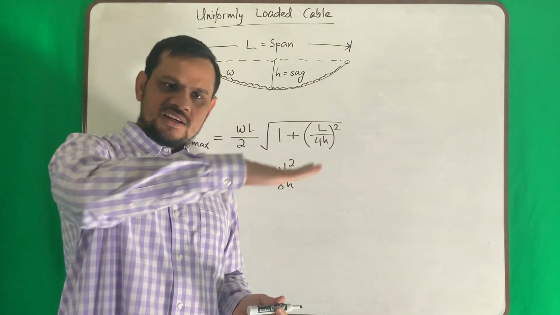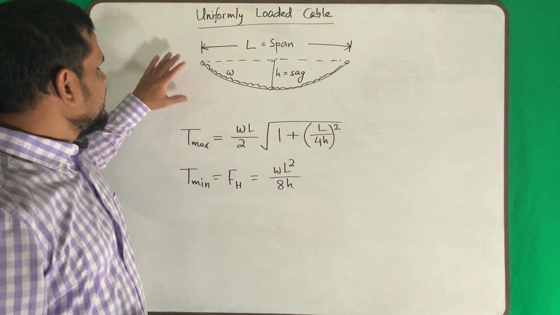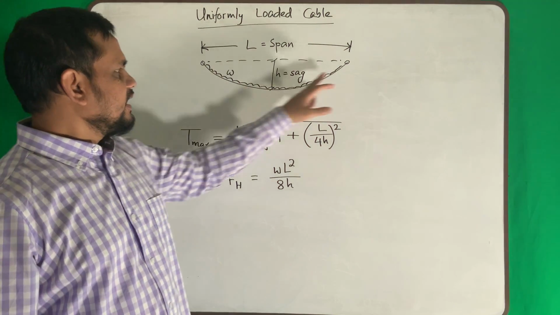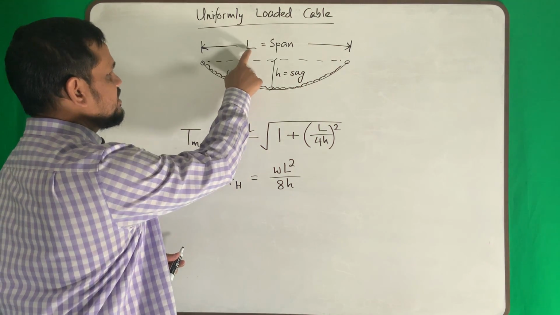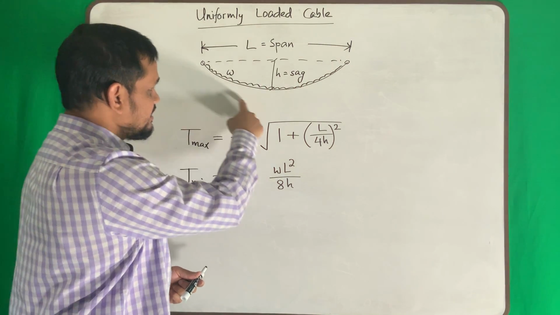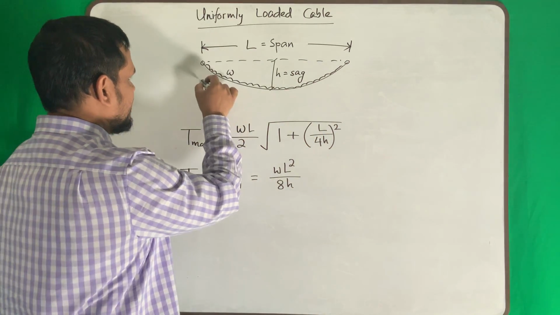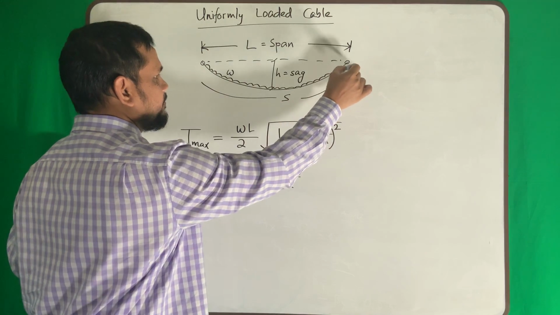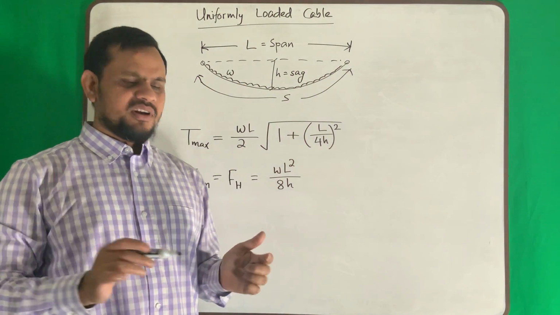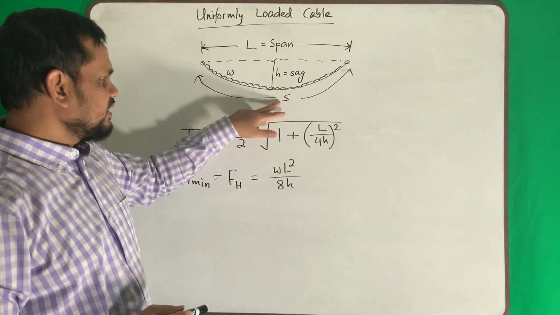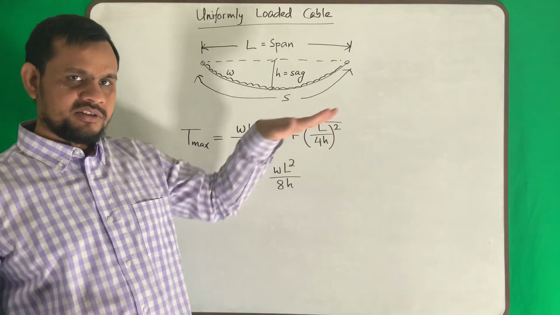There is a deformation or deflection. In this cable, this horizontal length is not the cable length. The cable length is this. Typically we call it S, or whatever you call it, it doesn't matter. But again, we are not talking about cable length, we are talking about span, the horizontal distance.